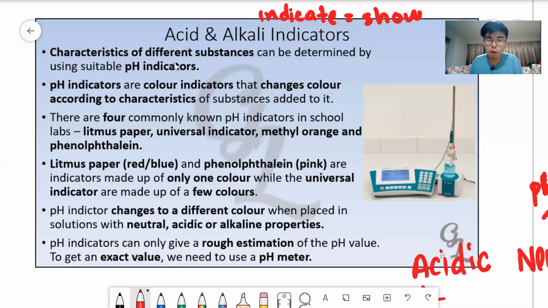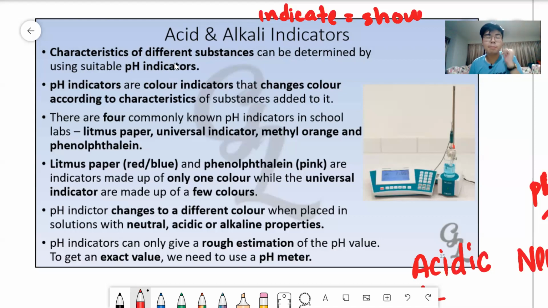And you will be able to find them in your school lab. I believe any school lab will have them. Of course, not only 4 pH indicators in this world, there will be more pH indicators in a better science lab, not your school science lab. In other science labs, the big ones, they will have other indicators. But for you, you only use these 4.